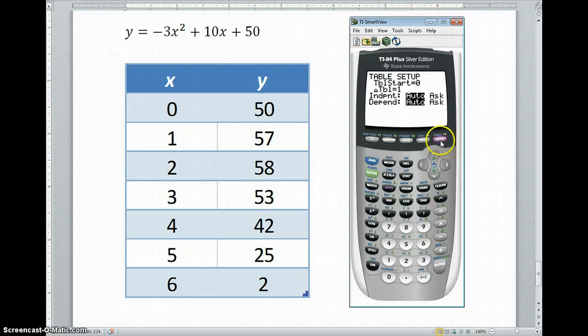Now when I go to second graph, here is the table that I'm actually witnessing over on this side. It goes 0, 1, 2, 3, 4, 5, 6, and it takes my equation from y1 in my y equals screen, and based on that it calculates these outputs based on these inputs. So that's how I've generated my table.